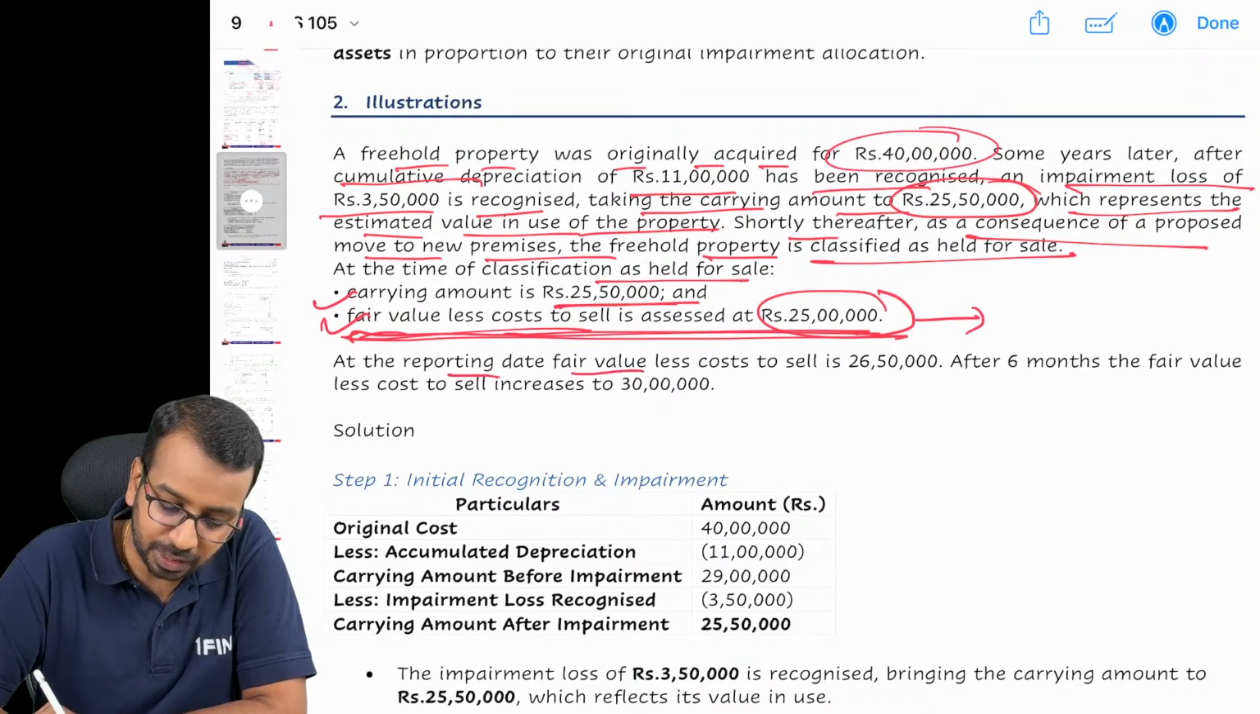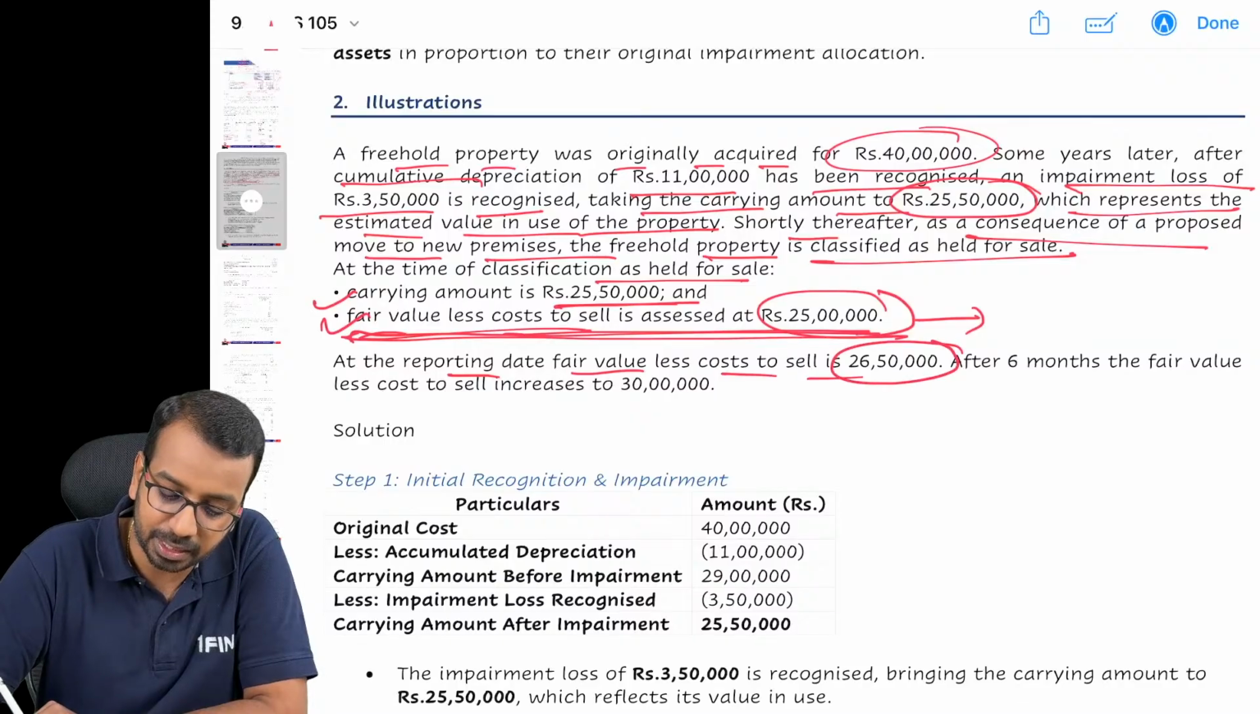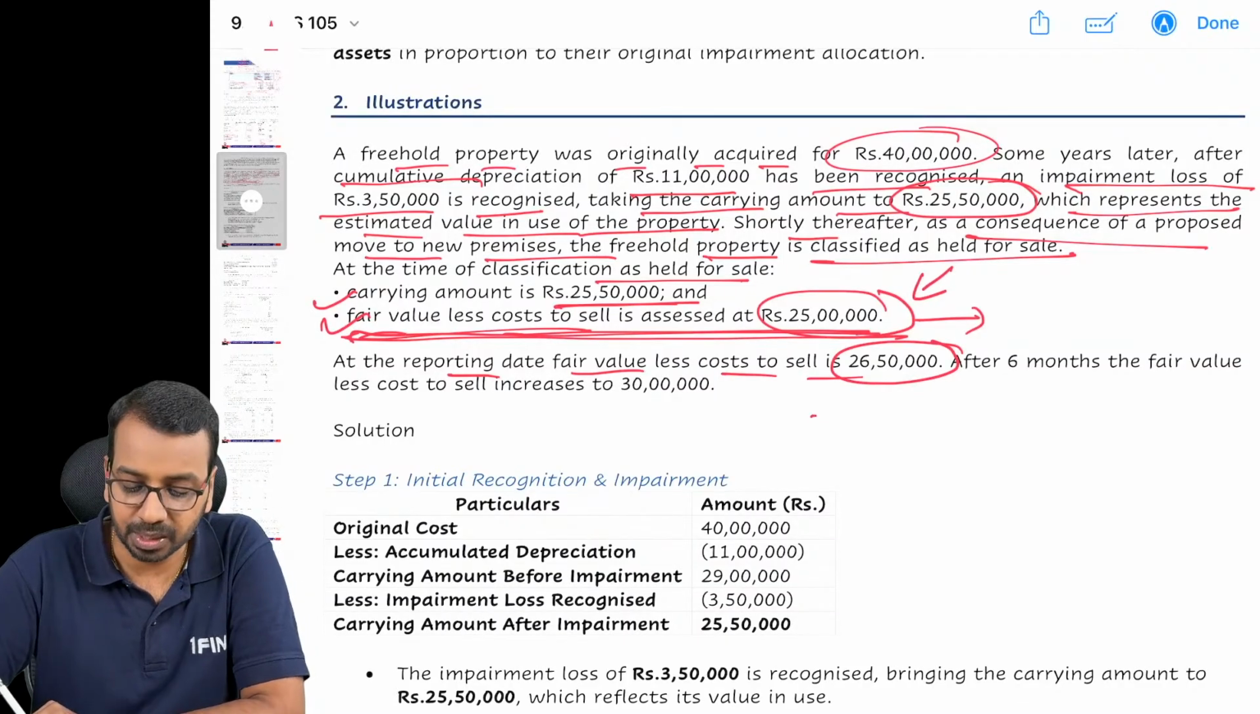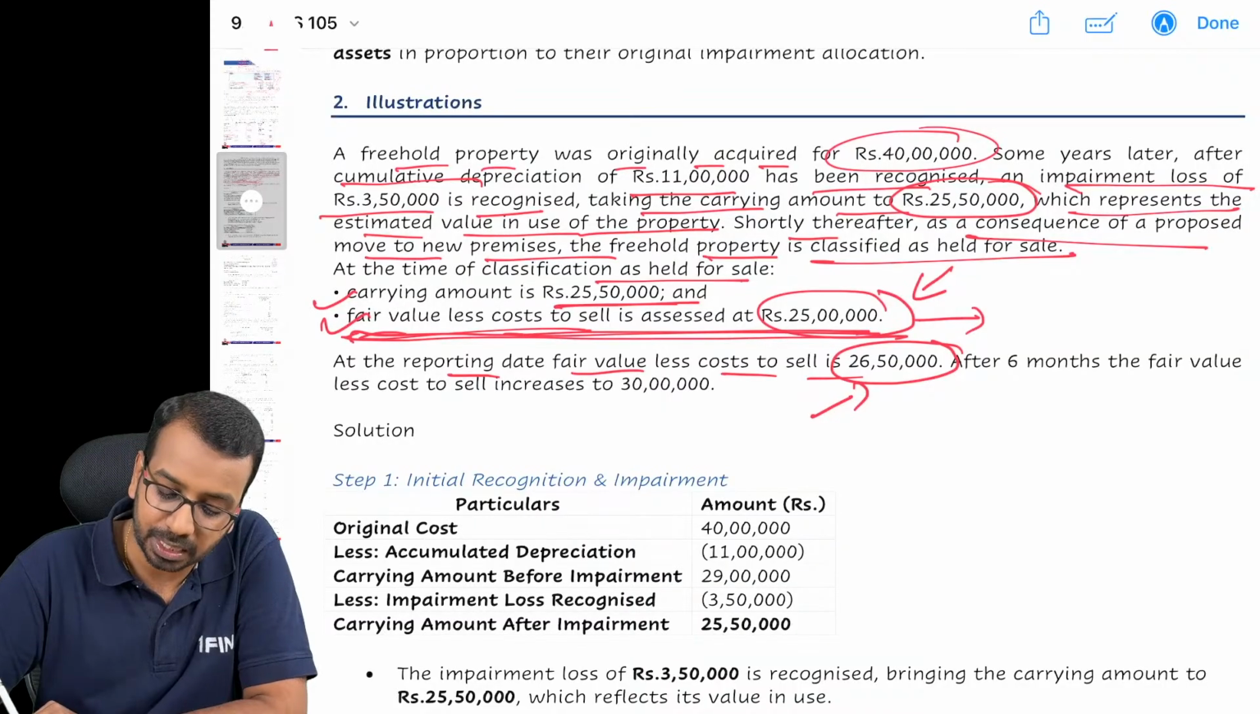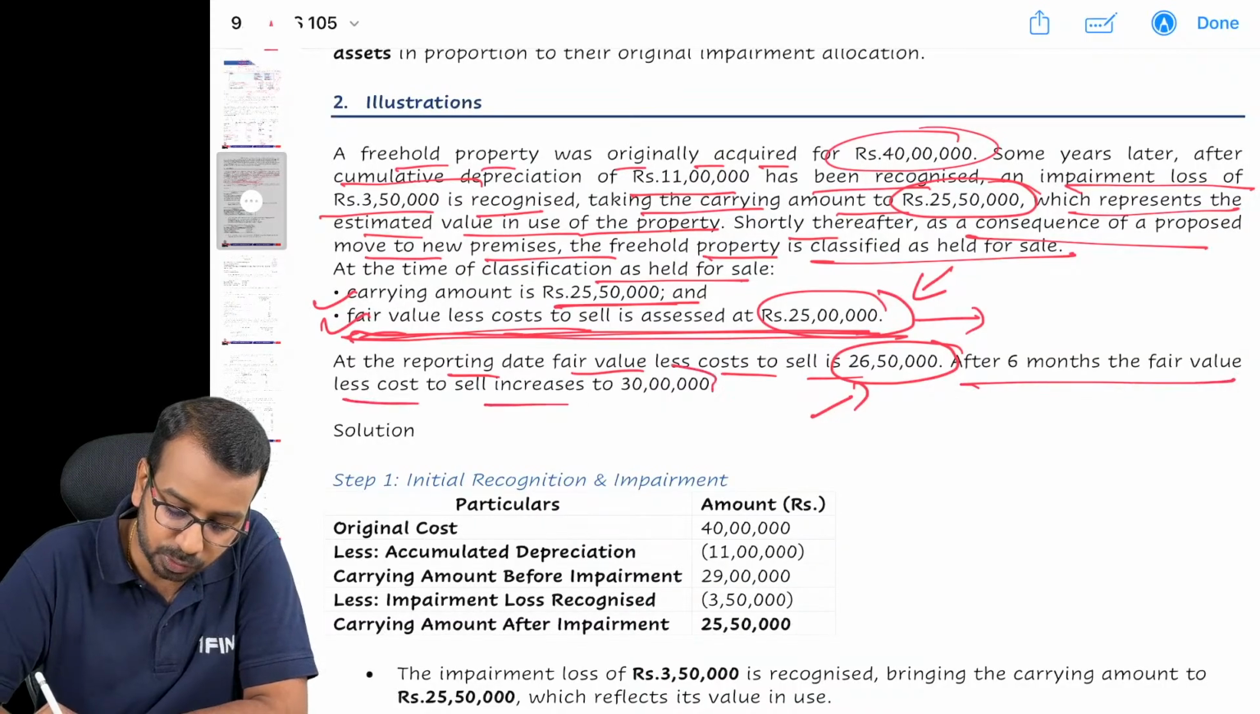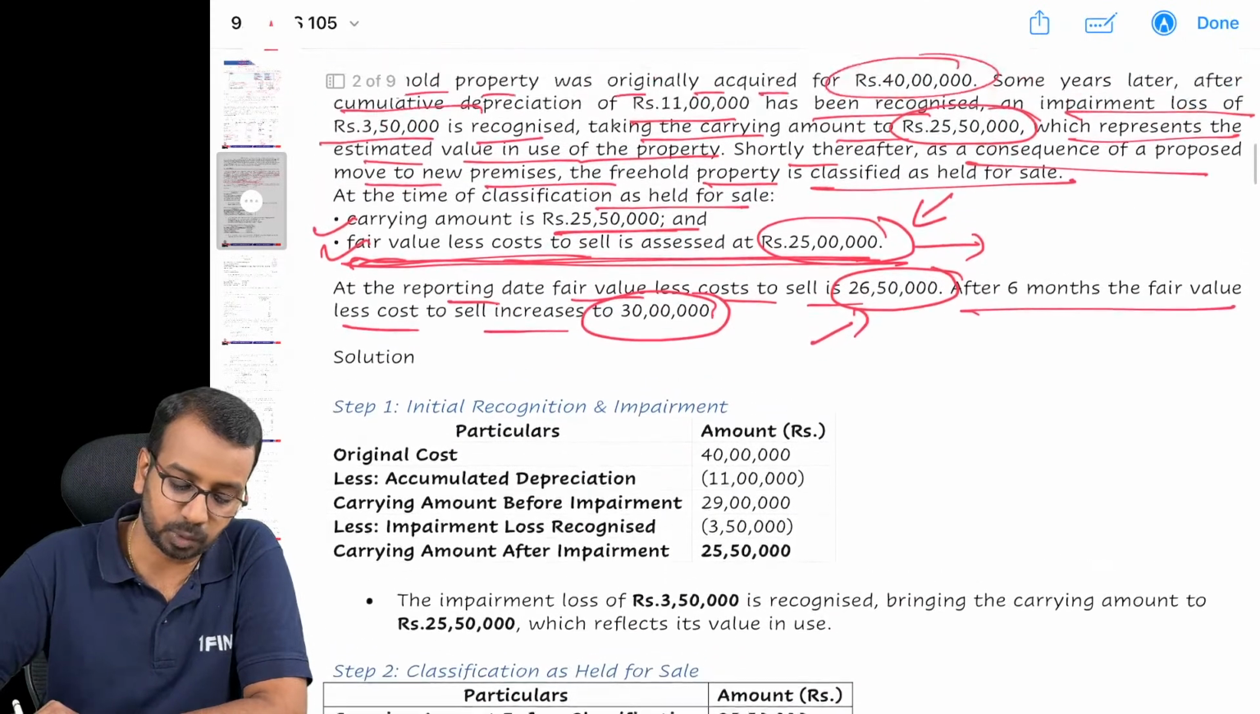At the reporting date, fair value less cost to sell is 26,50,000. This is on the date of classification. This is on the date of reporting. After 6 months, fair value less cost to sell increases to 30 lakhs. What is to be done?